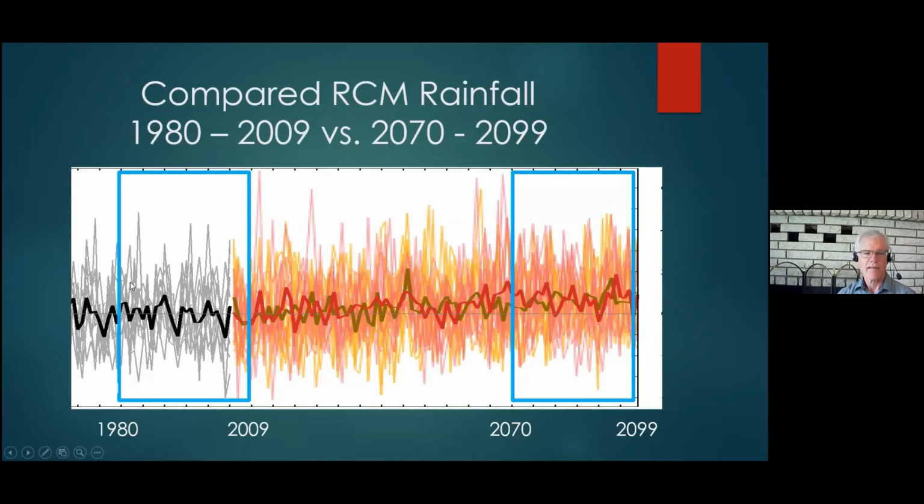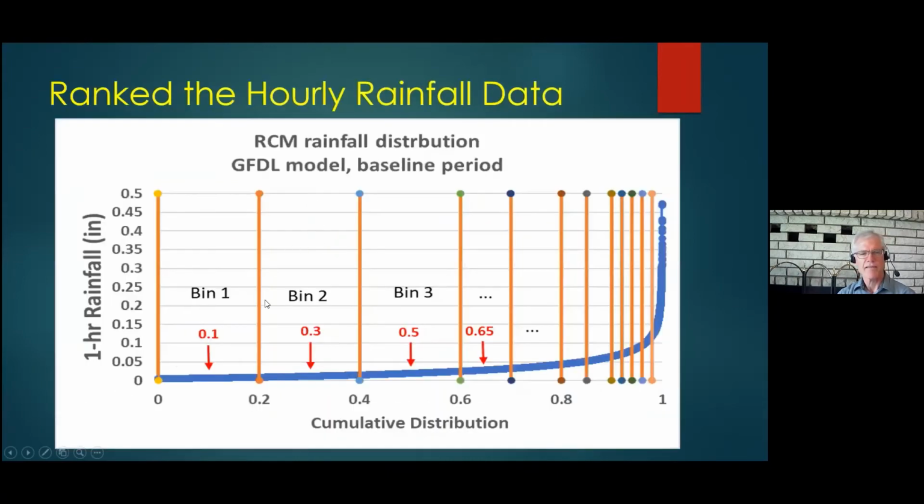And then the way we did that is we took all the rainfall data on hourly output and we ranked those by intensity. And then we separated those into bins. The lowest 20% of the values we put in the first bin here, the next 20% in the second bin, and so forth. But as we got higher intensities, we ended up using more and more bins. So we ended up with 17 different bins.